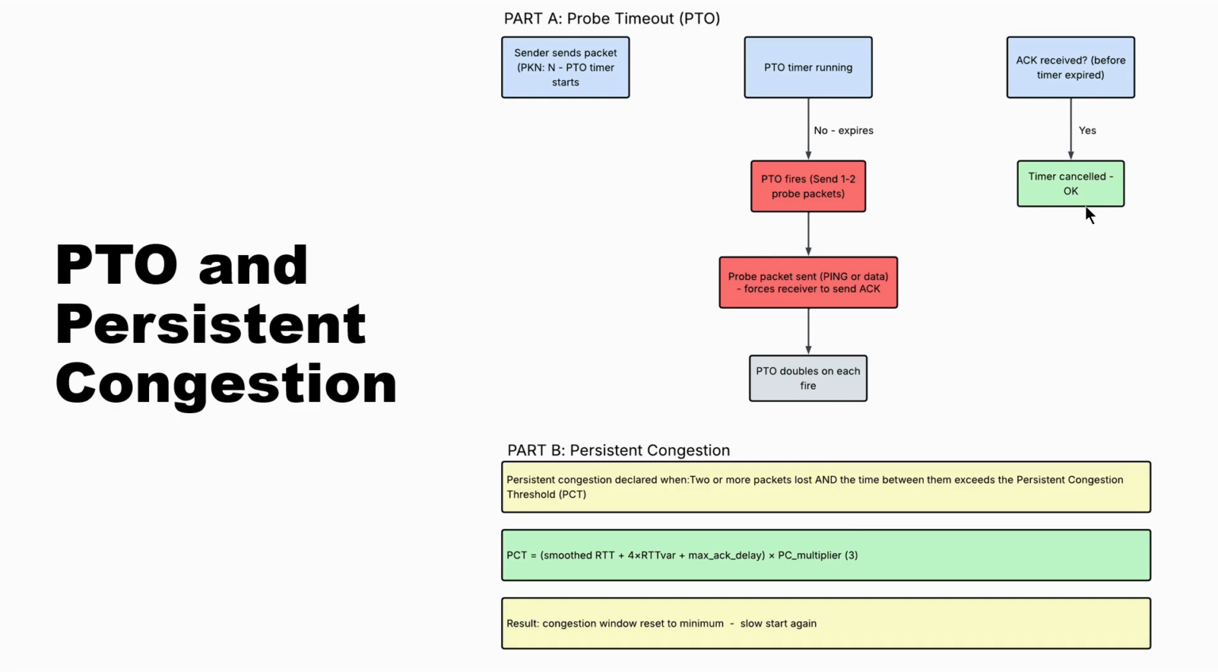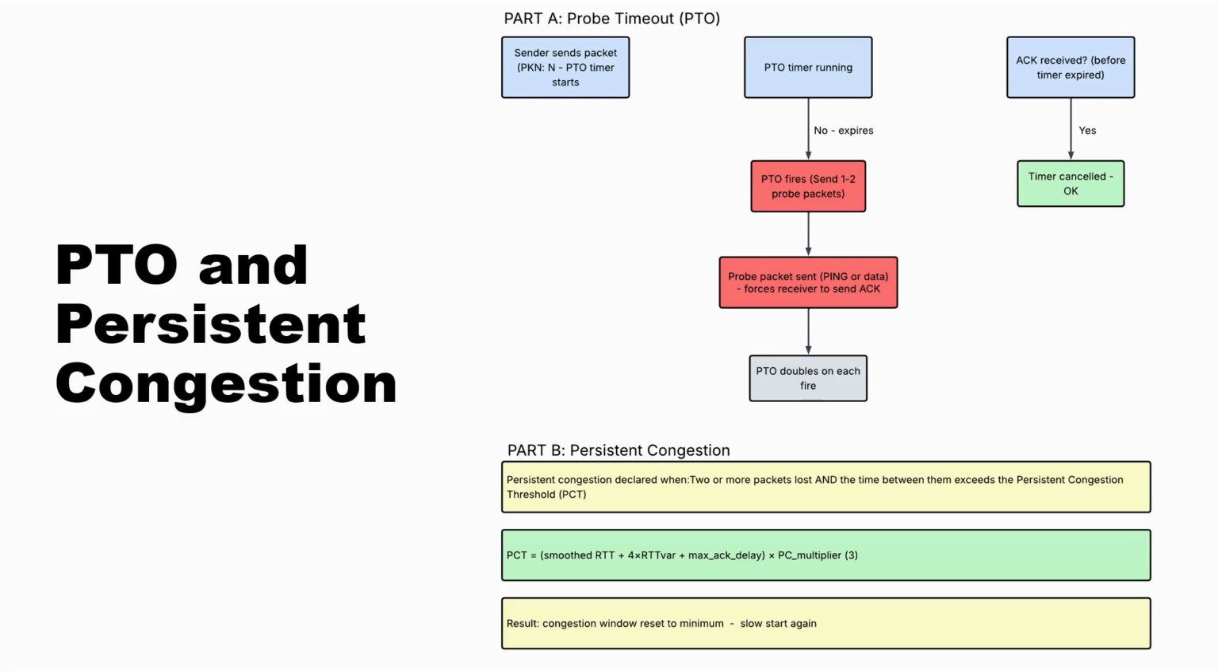If an acknowledgement is not received, the PTO timer expires and the sender transmits one or more, it could be one or two, probe packets, and each time PTO fires, the duration increases, which helps avoid excessive network load. This allows QUIC to recover from the potential loss without immediately reducing the congestion window. And then in part 2, we have persistent congestion.